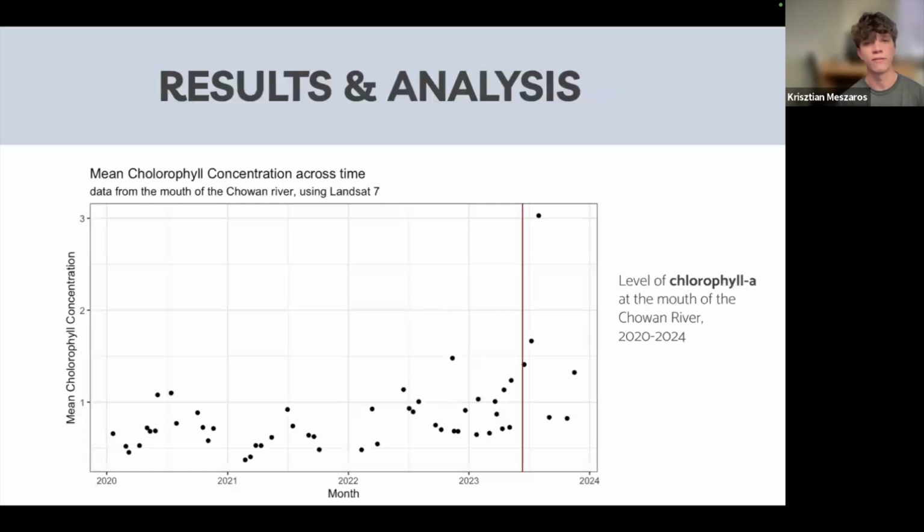And lastly, we have a graph of the chlorophyll concentration over time, from 2020 to 2024. You can see a spike between 2023 and 2024. That red line represents an algae bloom that happened in the Chowan River. I believe it happened in July 2023. So you can see that the chlorophyll concentration rises after the algae bloom, which is to be expected, of course, and you can see that happening in the data.